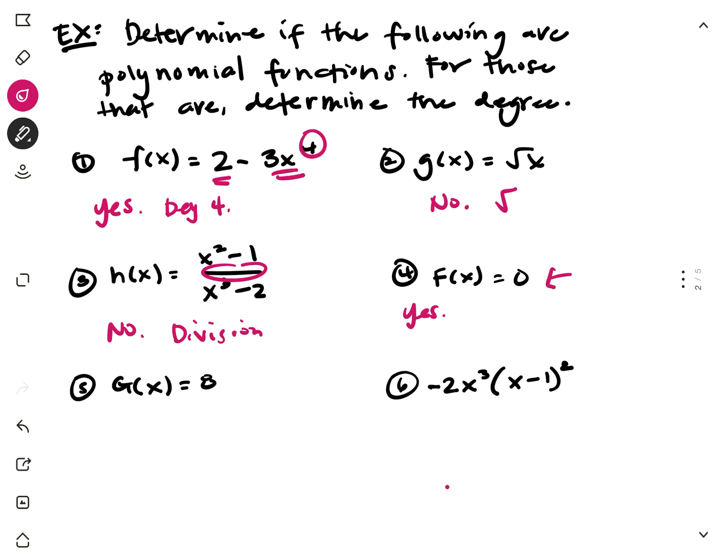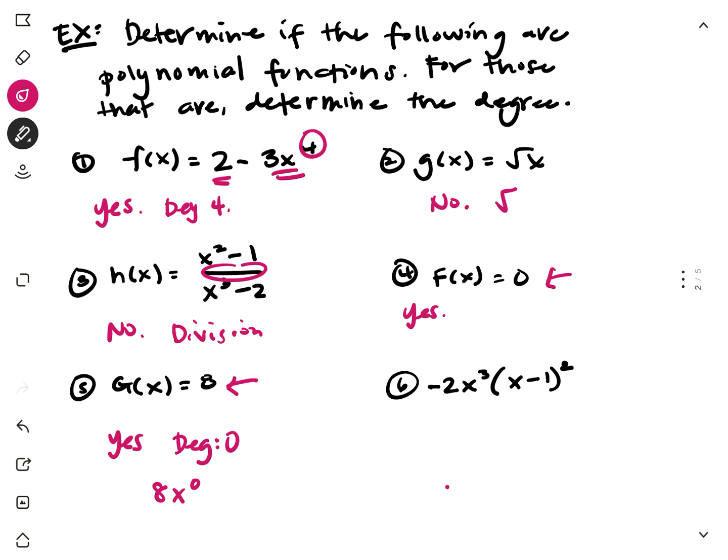So let's look at number 5 now. g of x equals 8. Yep, 8 is an integer. It doesn't necessarily need a variable on it. So this is a yes. And the degree here would be 0. And the reason why the degree is 0 is because if we had 8x to the 0 power, that's the same thing as 8, right? Anything to the 0 power is 1. So therefore, this is degree 0. The highest exponent would be 0.